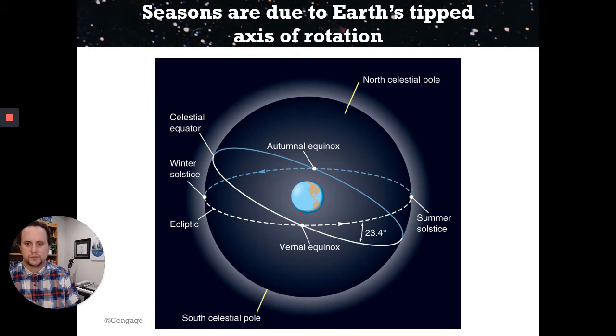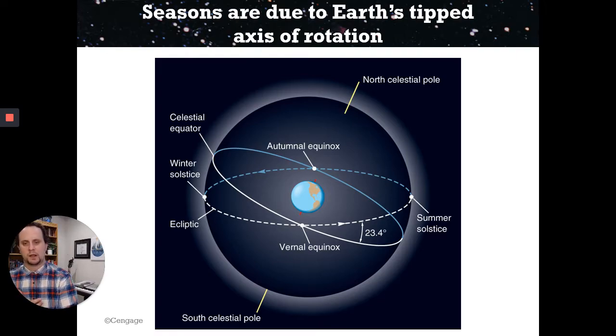Here you can kind of see a visual of what that looks like. I'm going to do a demo in class with a flashlight and show you some stuff like that when I get back to you guys, or I'll just make that video and post it separately. The axis of rotation is tipped 23 degrees, and this is why we get different amounts of sunlight on the Earth, because of this apparent motion as it moves around.